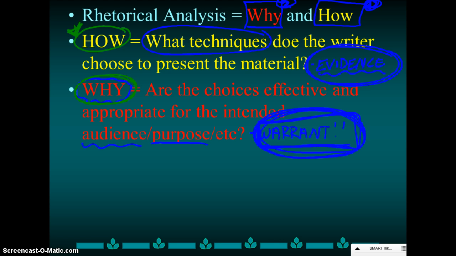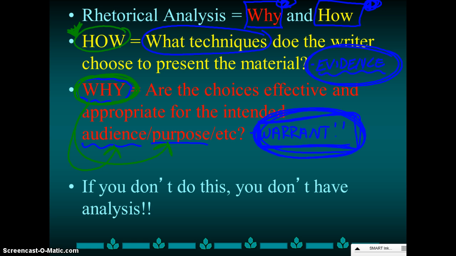And it also happens because you're short on time, or because we haven't properly identified the purpose, or we haven't properly identified the audience, right? This is what completes your analysis. This starts it. This completes it. The why completes it. And if you don't have both of these, you do not have analysis. Period. Okay?